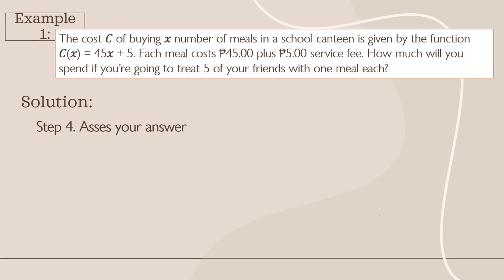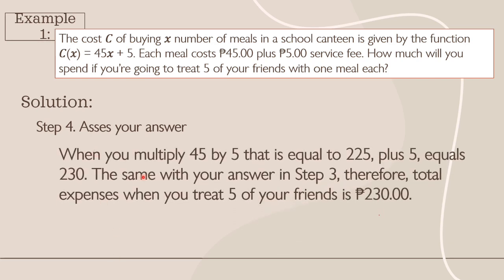Step 4, assess your answer. When you multiply 45 times 5, that is equal to 225, of course. Plus 5 is 230. So it is the same as your answer in step 3. Therefore, the total expenses when you treat 5 of your friends is 230 pesos.